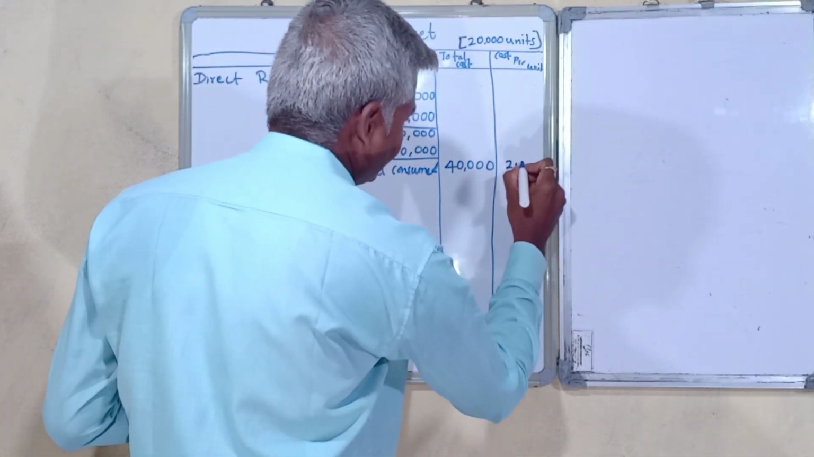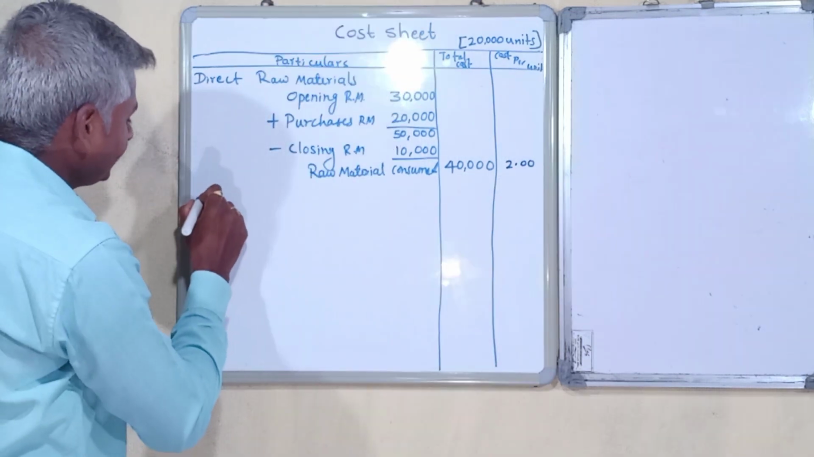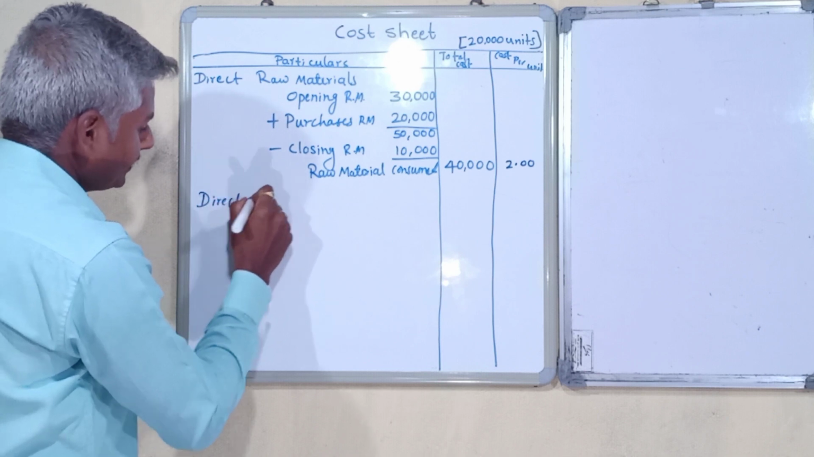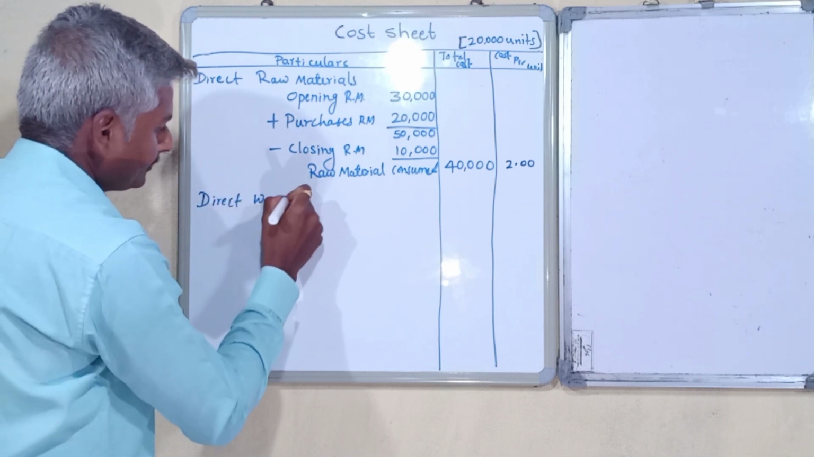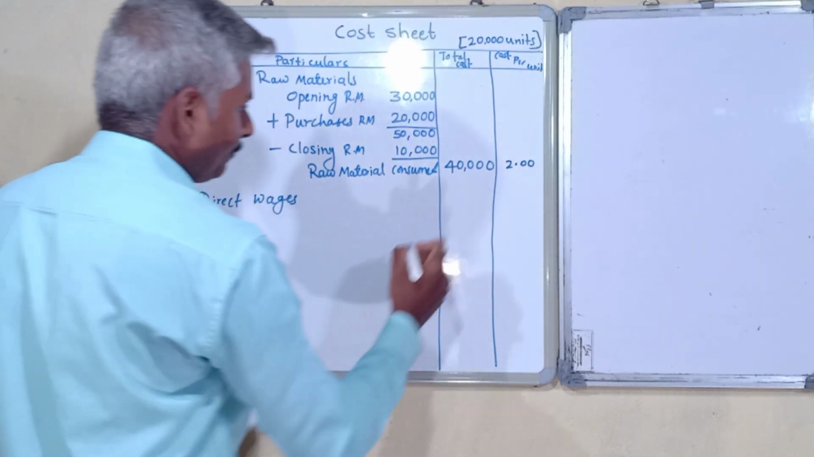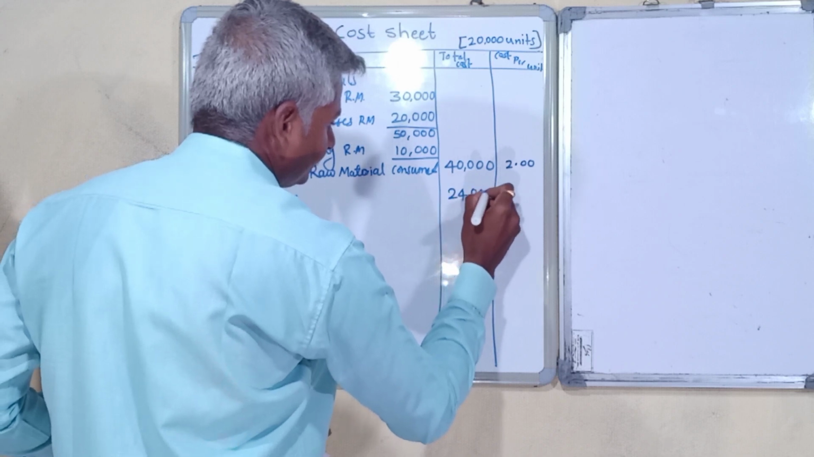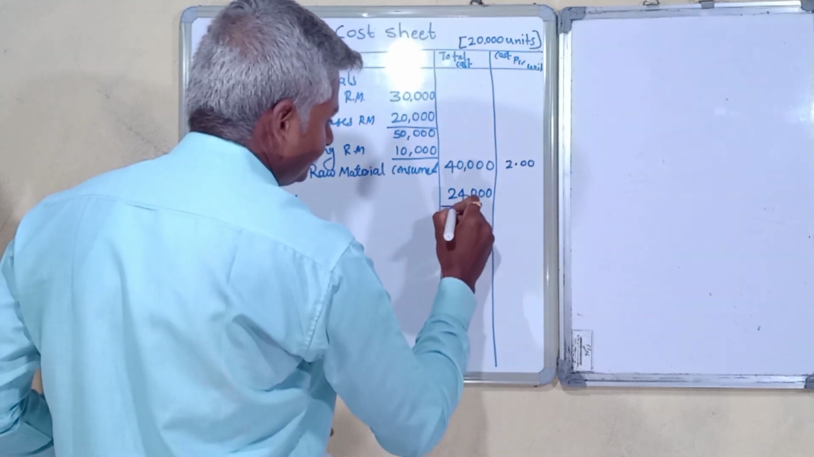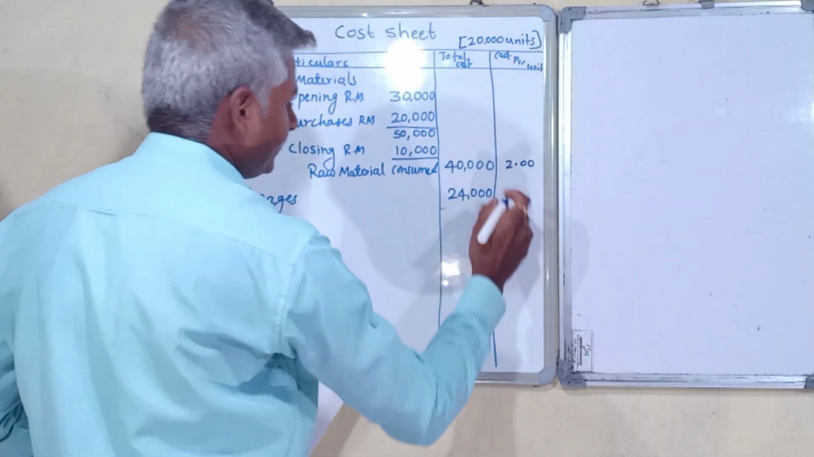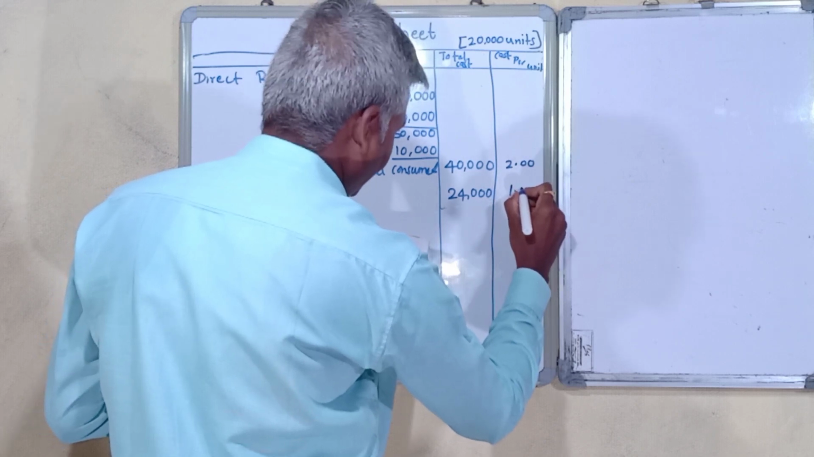We need to add direct wages. Direct wages amounted to rupees 24,000. Then 24,000 divided by 20,000 is 1 rupee 20 paisa.